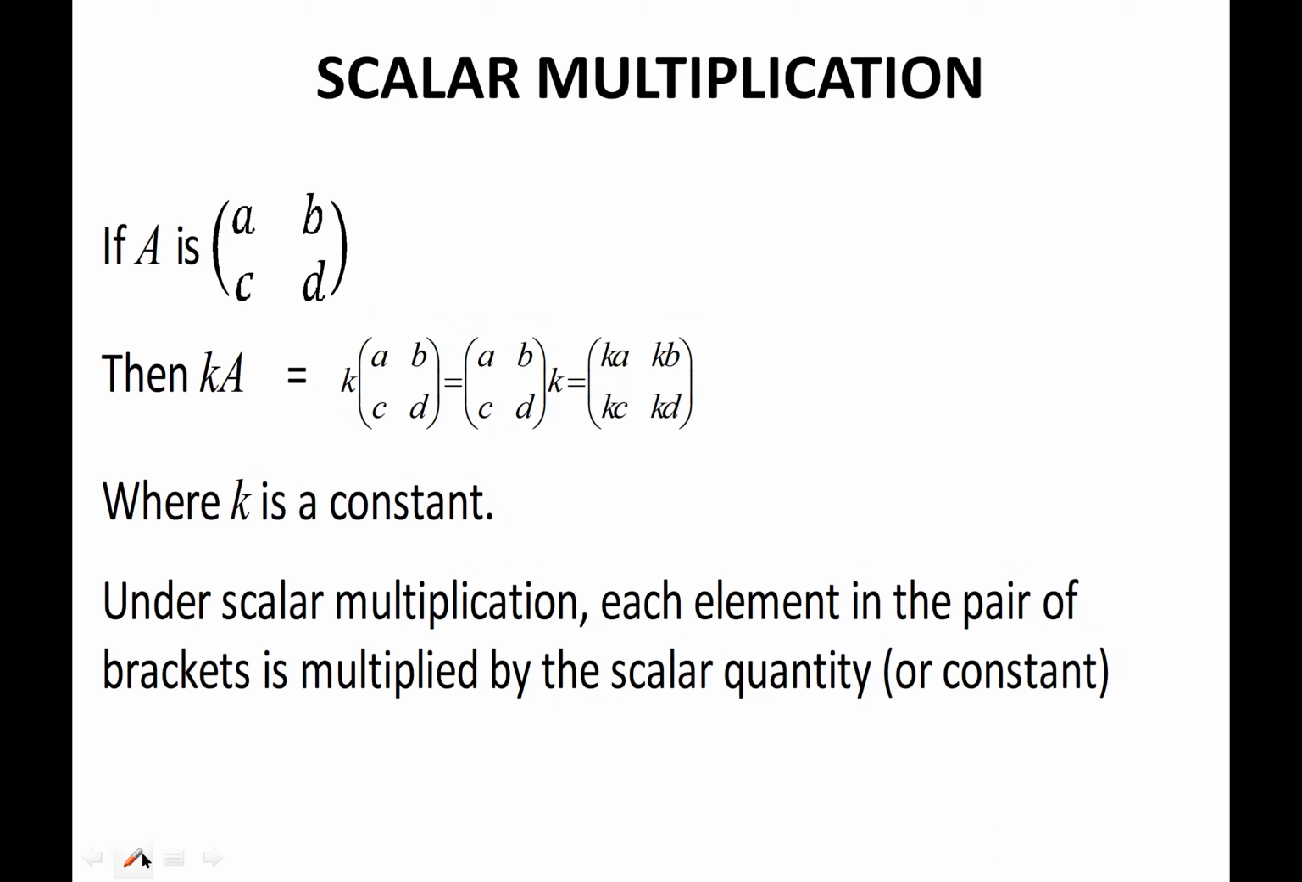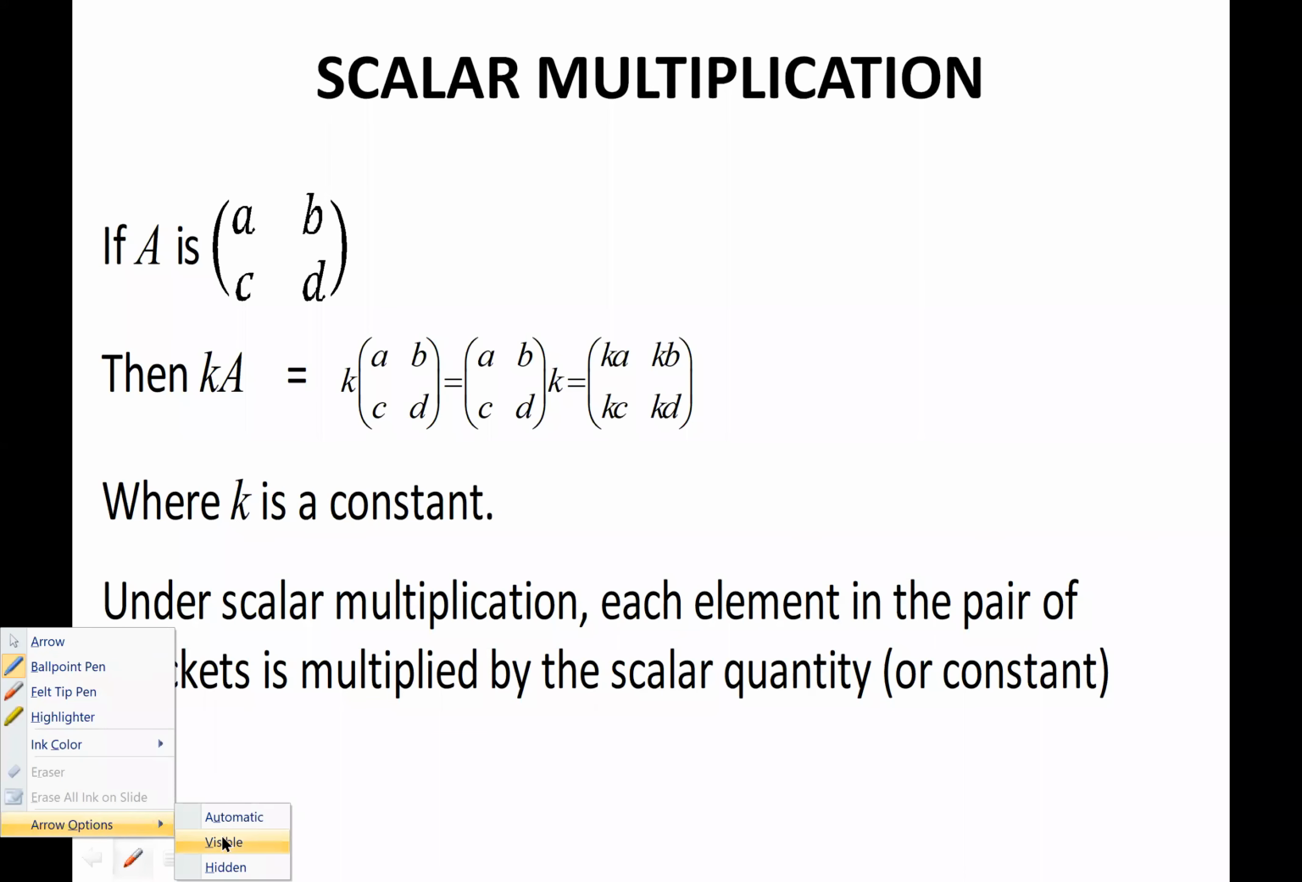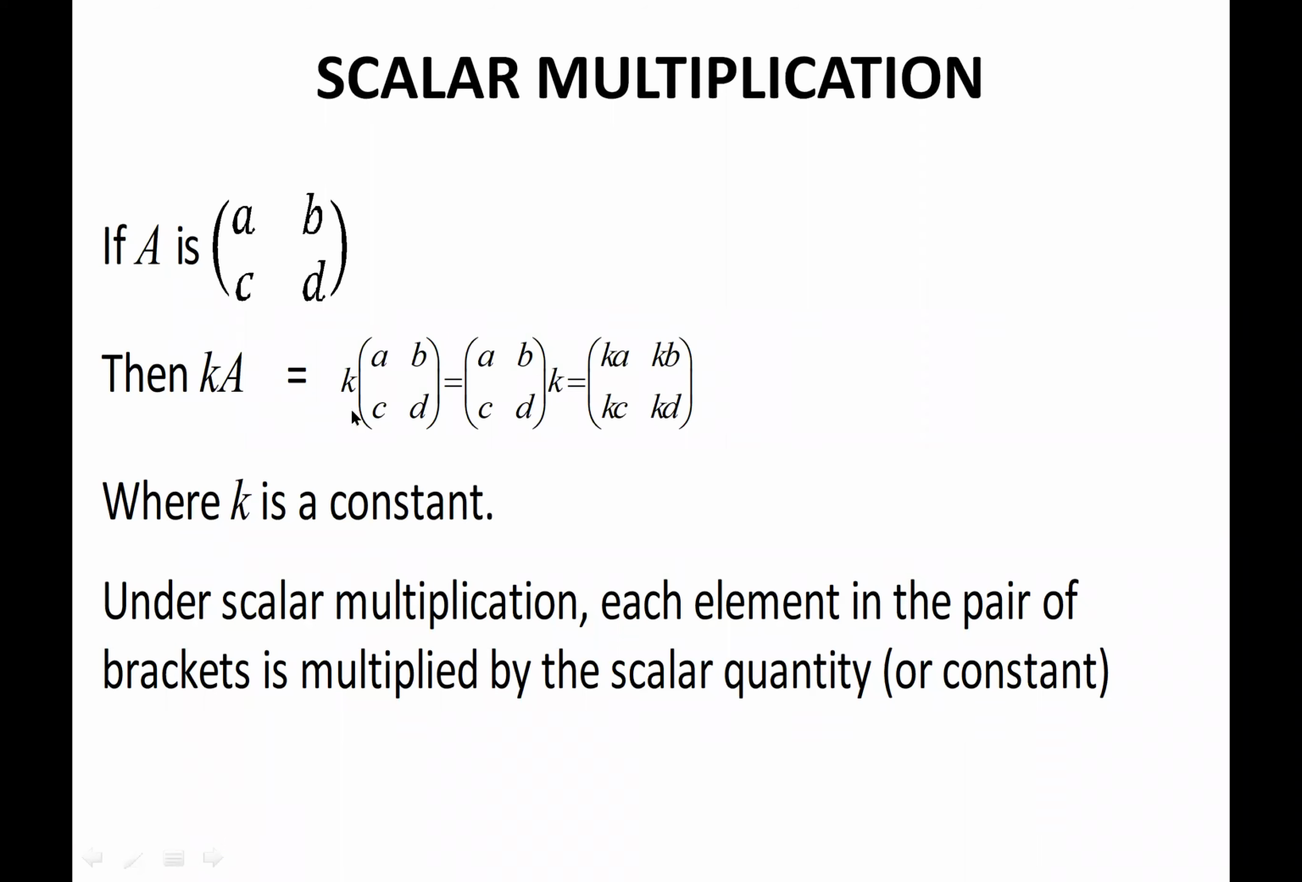And the only thing we have to remember is that if k represents a number, then k times the matrix a, b, c, d means that the k has to multiply by each element in there. So the k has to be multiplied by the a to give you ka, k by b, kb, k by c, kc, k by d, kd. In other words, whatever is on the outside, even if it's on the left or on the right, it doesn't matter. It has to multiply by everything inside of there to give you this result.